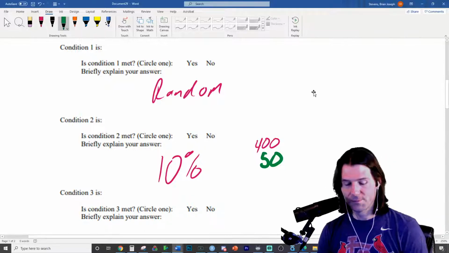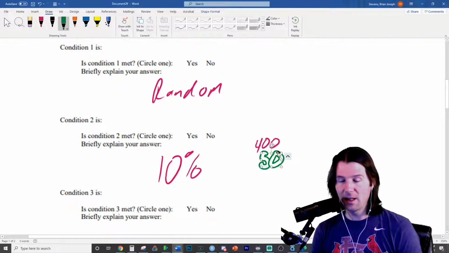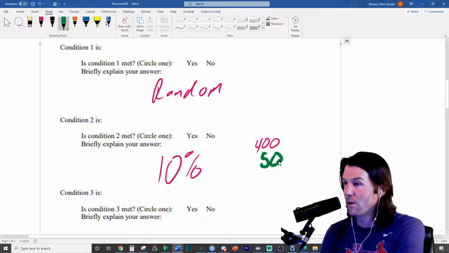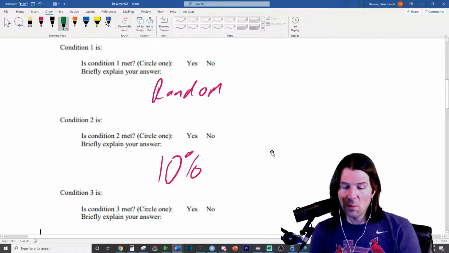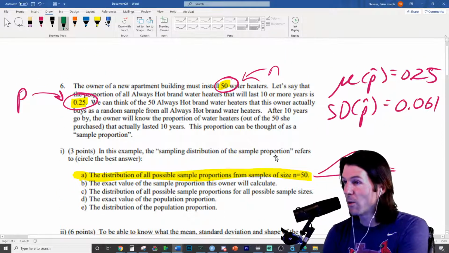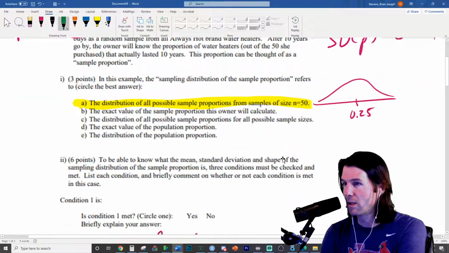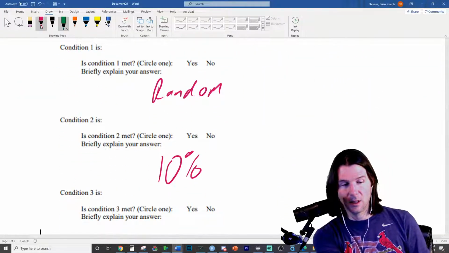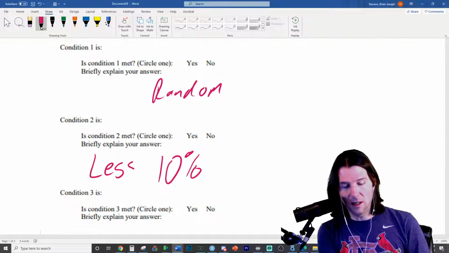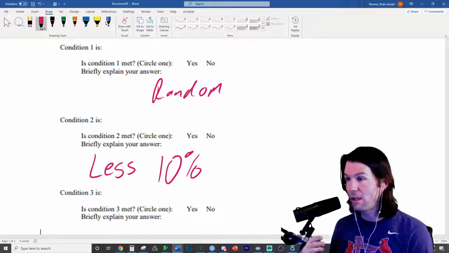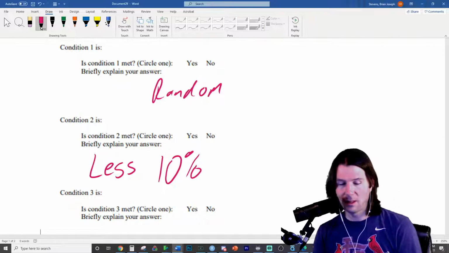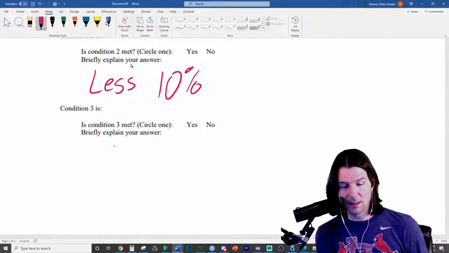So with this, we see that this would not meet the 10% condition. Does everyone notice this? If 400 are made during a given day and we take 50, we would sample more than 10%. So in this problem, you have to assume that they are making more than 500 always hot water heaters to meet the less than 10% condition. It's key that we ask, is this less than 10% of what we are making? If we make more than 500, we meet it. If we make less than 500, we don't meet it. The success failure condition is the last condition.